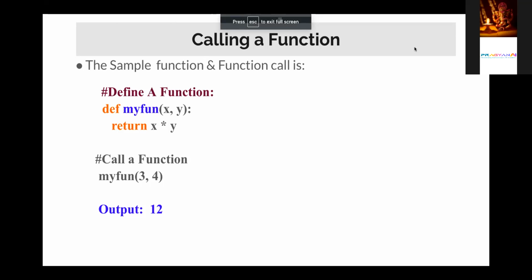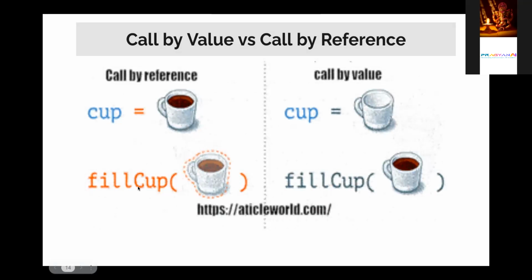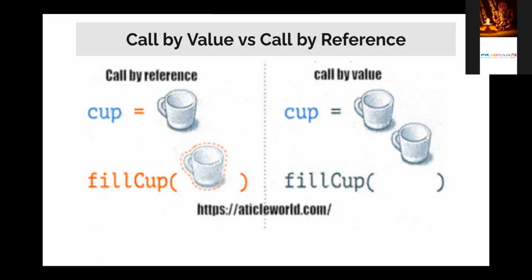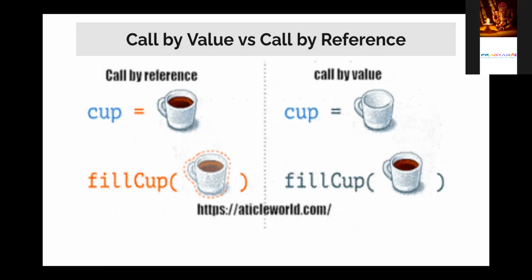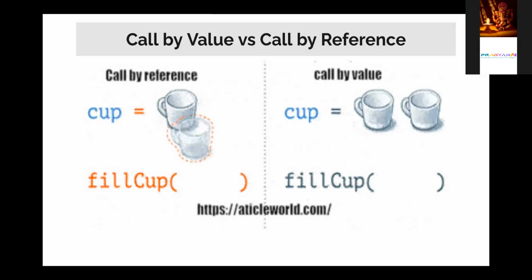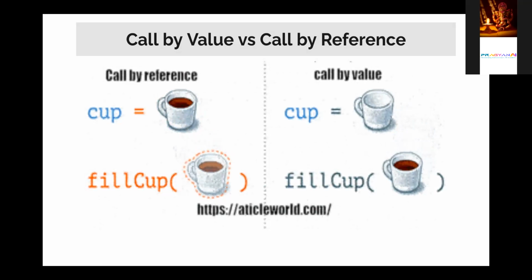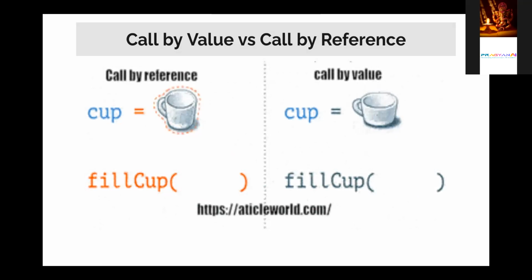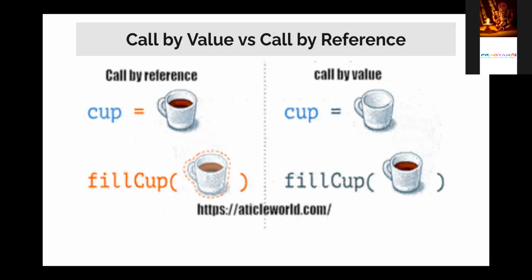See the function and calling the function. This is a function definition and this is calling the function. Now there are two things. Maybe if you are from a C background or some other programming background, how should we pass an argument? There are two ways of passing an argument. One is call by value, another is call by reference. What is meant by call by value and call by reference?